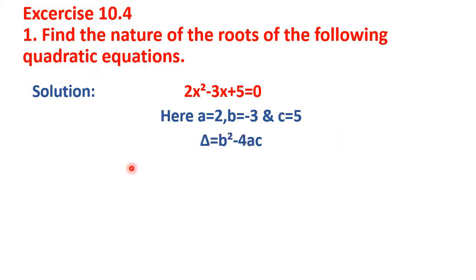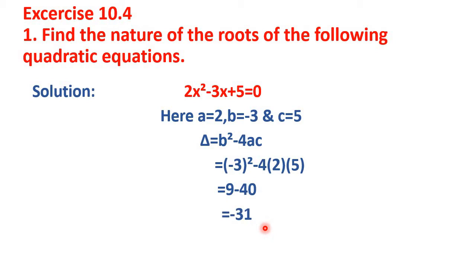To find the nature of the roots, we are using delta is equal to b square minus 4ac. Let us find delta, which is equal to the value of b, minus 3 square, minus 4, the value of a is 2, the value of c is 5. 3 square is 9, minus into minus is plus. 4 2s are 8, 8 5s are 40. 9 minus 40 is minus 31.